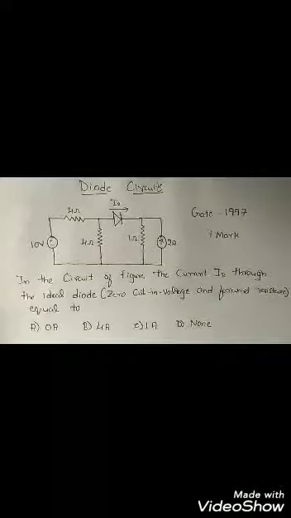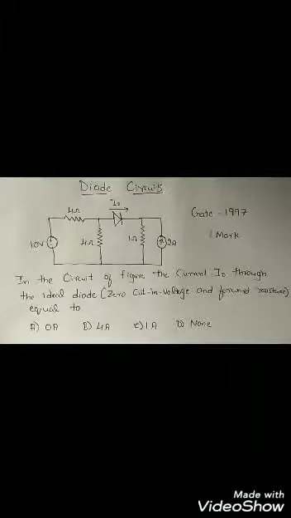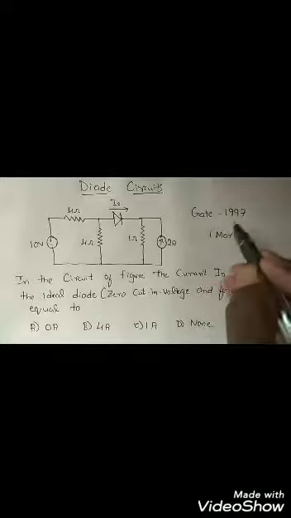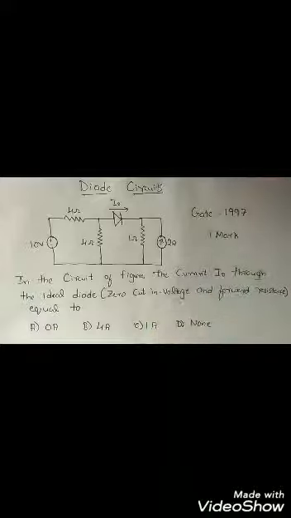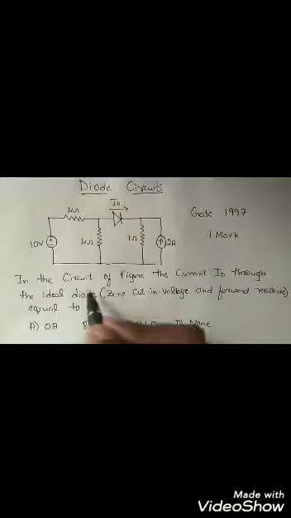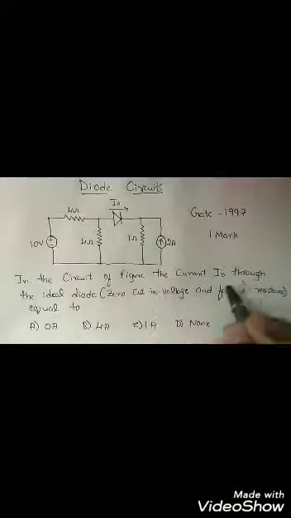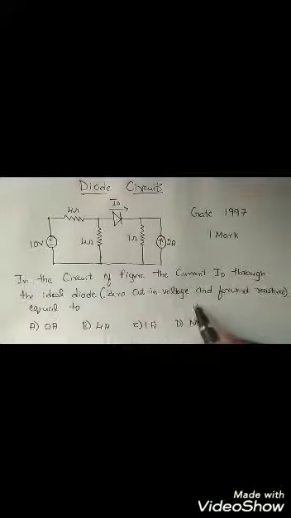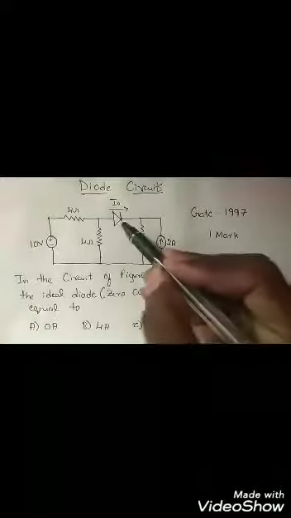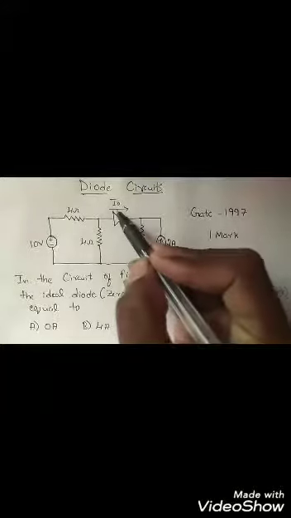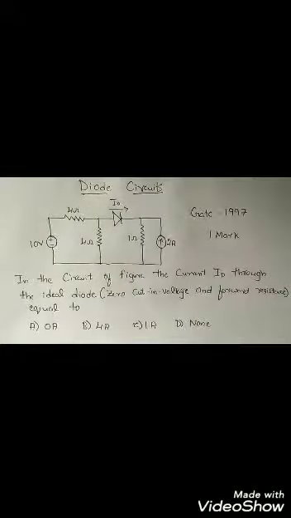This is a GATE question based on diode circuit. This question was asked in GATE 1997 for 1 mark. In the circuit of figure, the current ID through the ideal diode, that is 0 cut-in voltage and forward resistance, is equal to. In the circuit, we have to consider this diode as an ideal diode and we have to find the current through this diode.